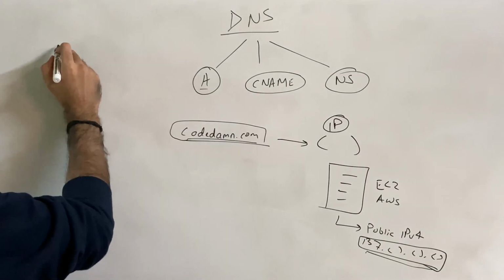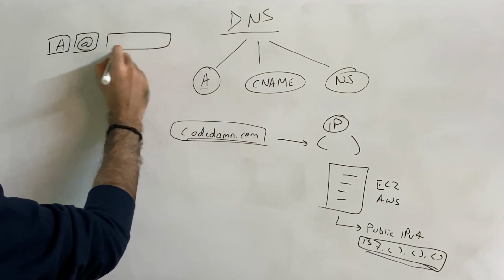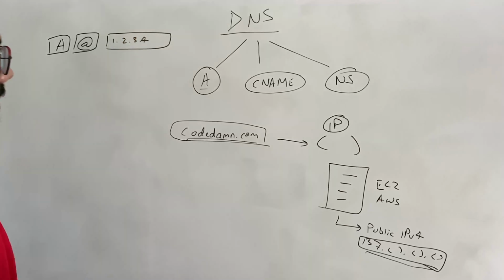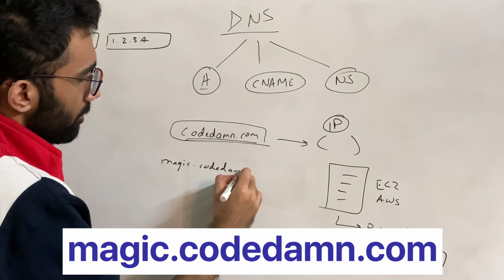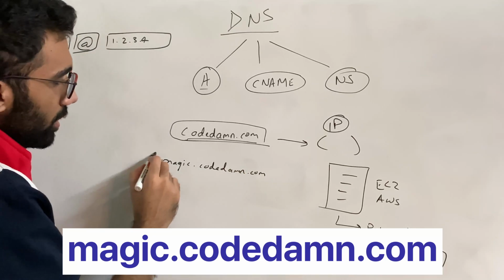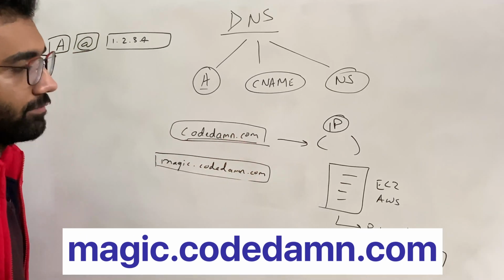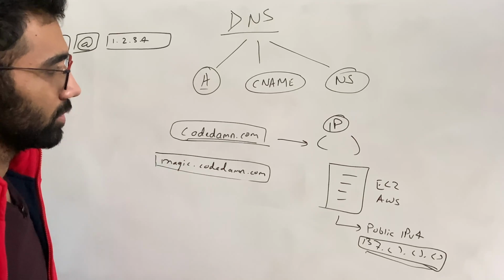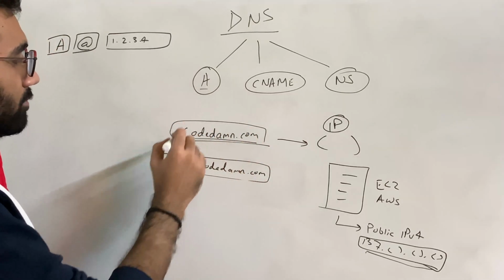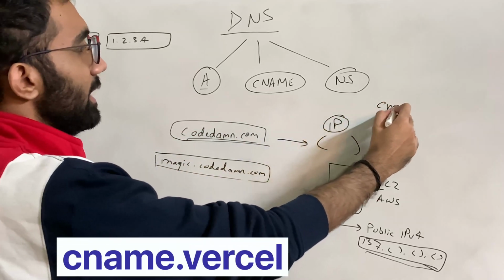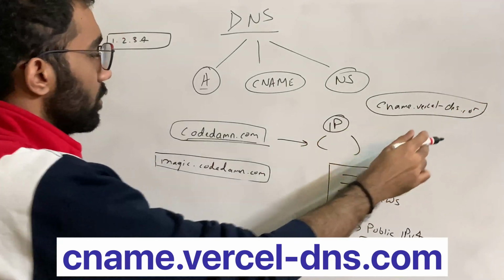Awesome. So now you have created an A record for your root domain on, let's say, this IP address 1.2.3.4. Now let's say you are creating a subdomain called magic.codedamn.com, and you want this domain to also point to codedamn.com, for some reason. Some websites do this because of their hosting provider. For example, if you're hosting on Vercel, you would have seen that you have to enter something like cname.vercel-dns.com. And in other cases, you might have your own custom use case.